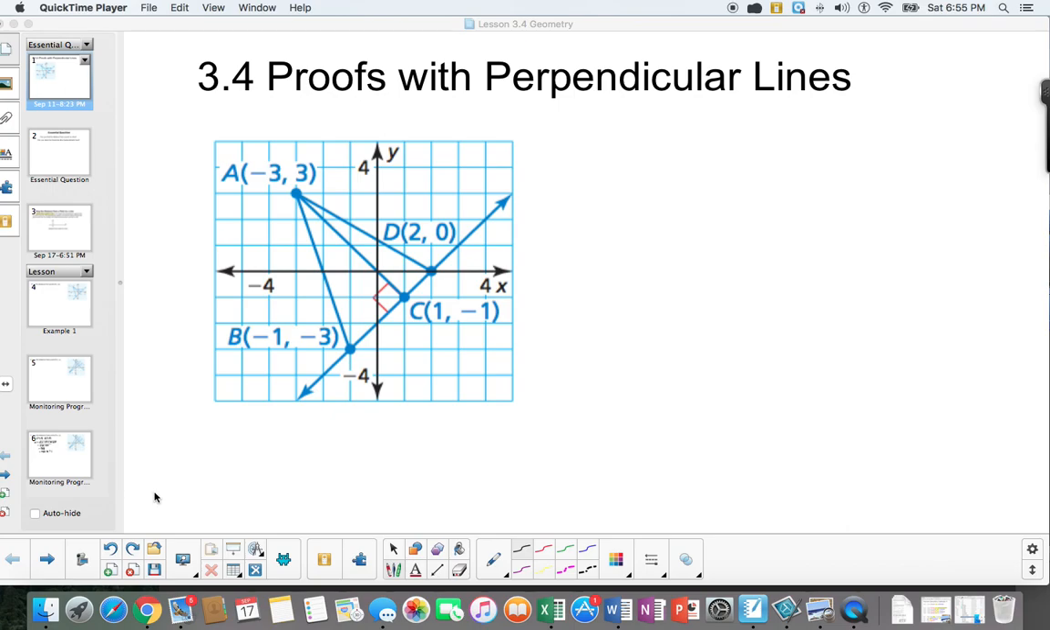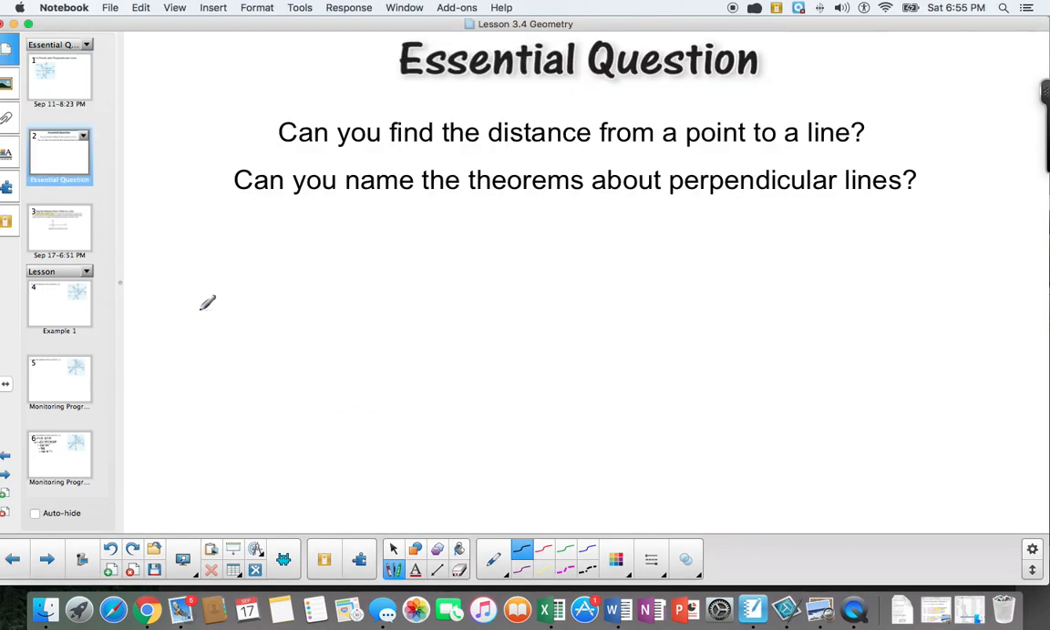Lesson 3.4, Proofs of Perpendicular Lines. Essential question: can you find the distance from a point to a line? Can you name the theorems about perpendicular lines?